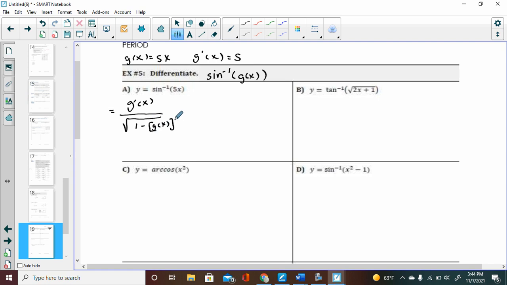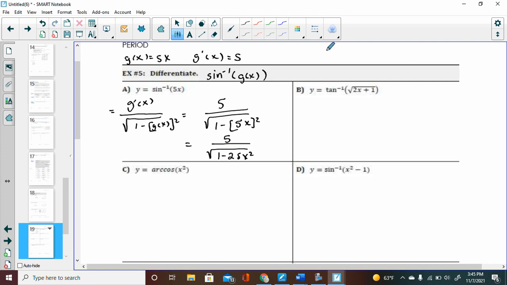Anyways, so plugging stuff in, guys. 5 over the square root of 1 minus 5x, and that's squared. And yes, let's simplify this because we can. We get 1 minus 25x squared. And if you notice, this is a difference of two squares. So yes, you could factor it out, but we want to just keep it like this.